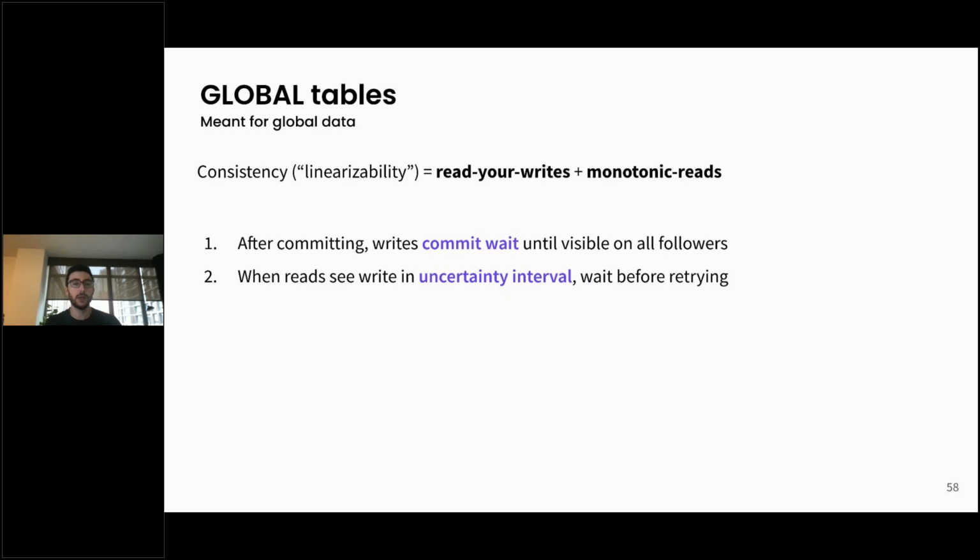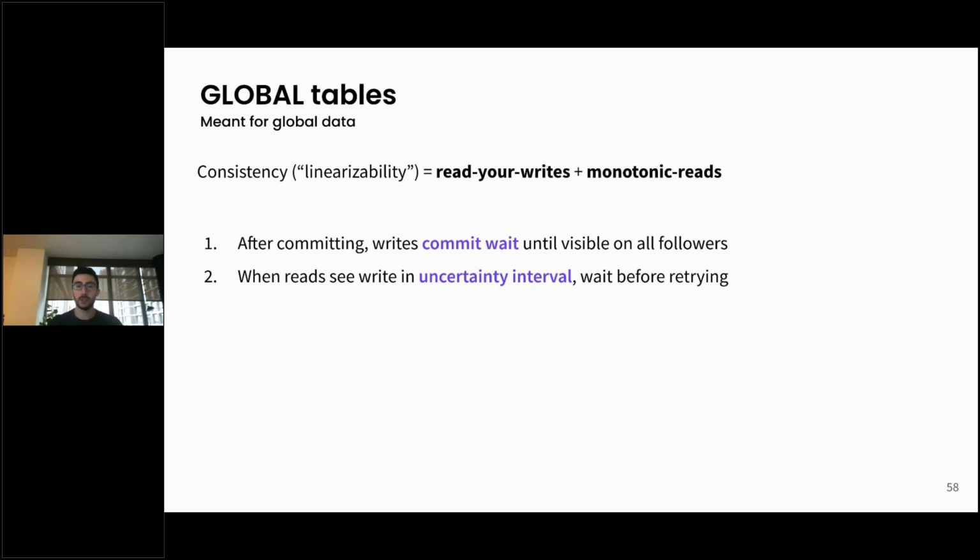Remember that a read's uncertainty interval is an interval above its read timestamp, equal in size to the maximum clock offset between any two nodes. And if a read observes a write in that uncertainty interval, it usually bumps its read timestamp above the write and immediately retries. It's able to do this because it knows that those writes have a valid clock timestamp. And so it can immediately retry at the higher timestamp, which it knows is a real timestamp.